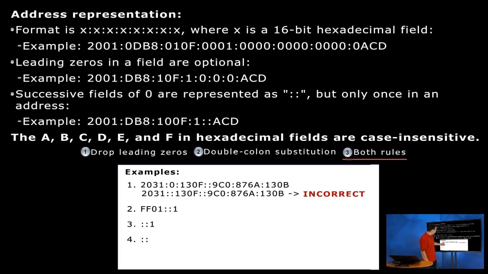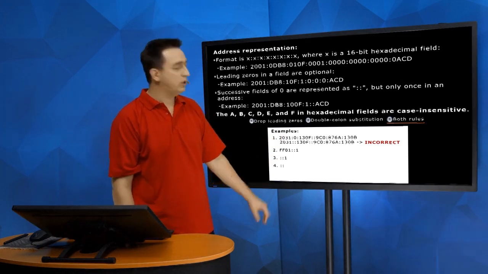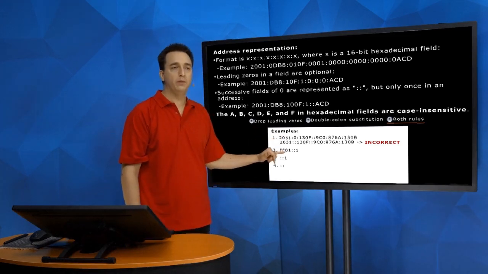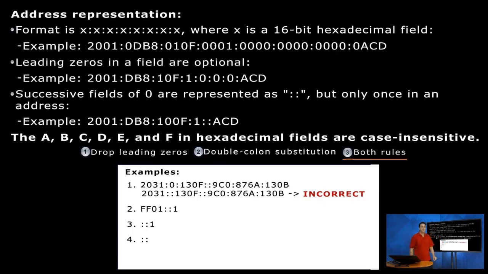Now, what's wrong with example number 1? Look what it says. It says incorrect. The top one is correct, but the one underneath is incorrect. What's wrong with the bottom one in example number 1 that says incorrect? Let me tell you what's wrong with it if you're not sure. You notice how there's a double colon substitution twice there? See that? Double colon substitution is twice.